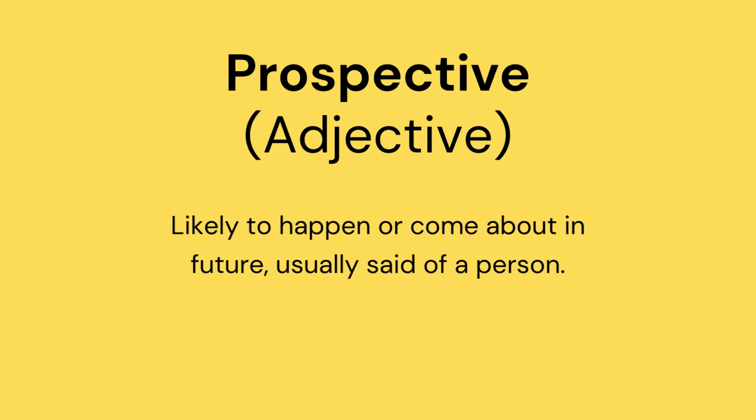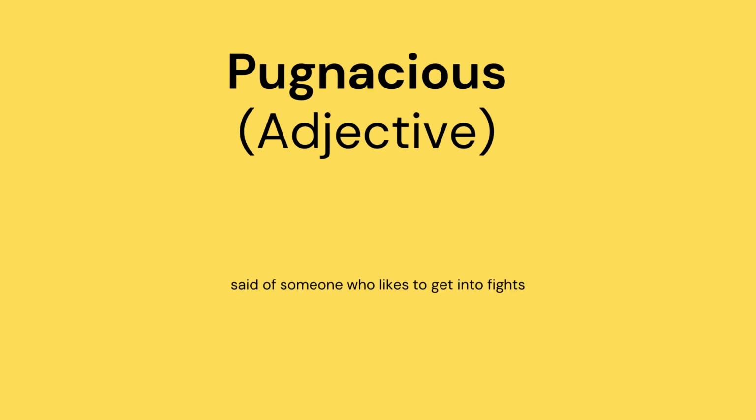Prospective is an adjective, and it refers to something that is likely to happen or come about in future, usually said of a person. Pugnacious is an adjective, and it is said of someone who likes to get into fights.